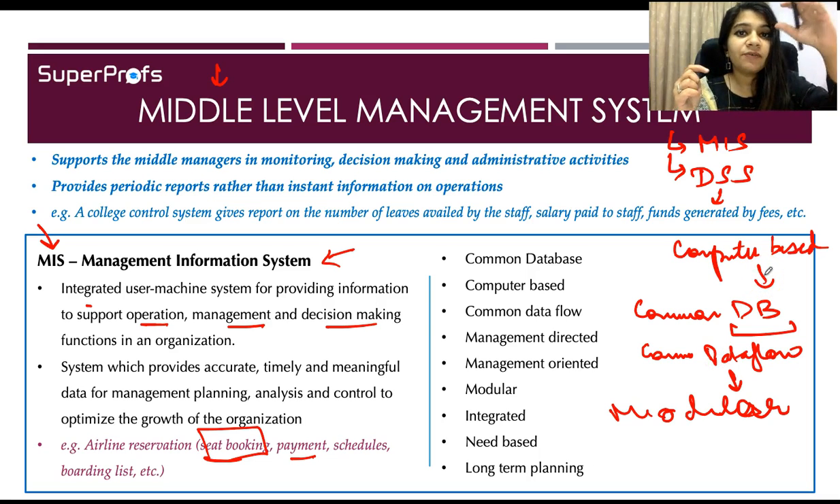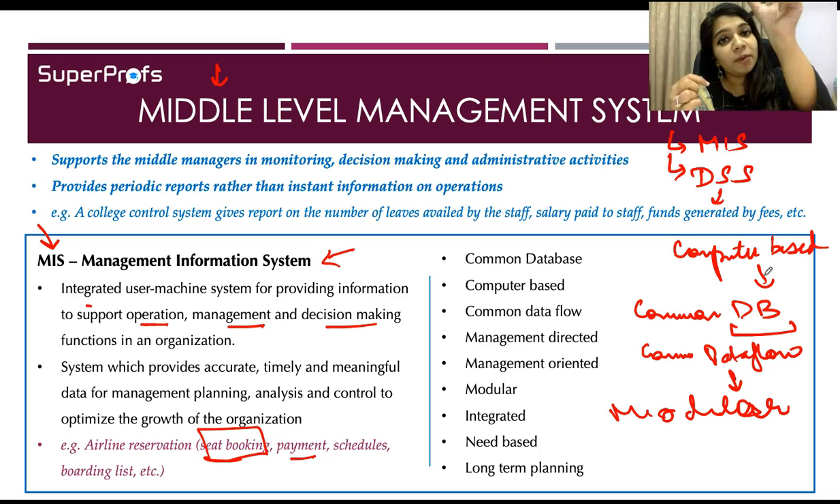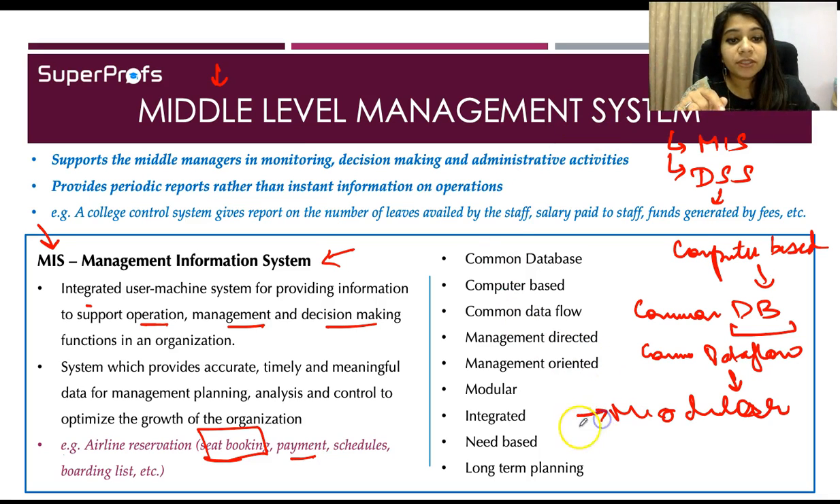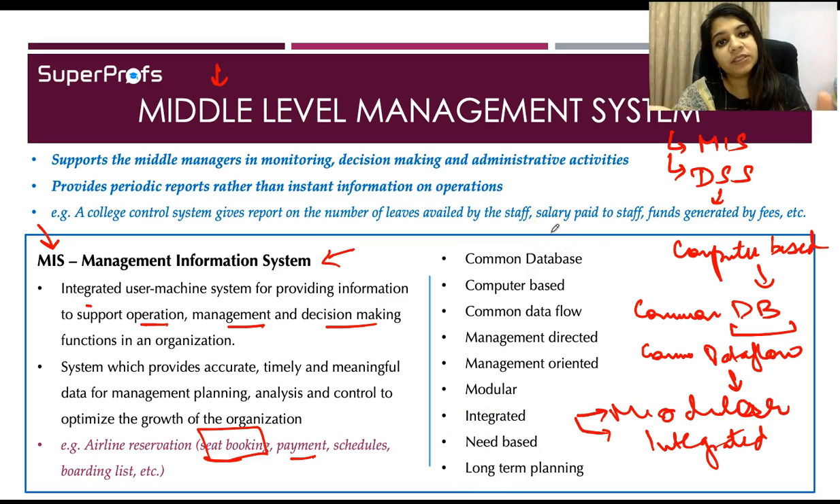Because otherwise data flow, if it is a common data flow, what if it is only a single module? Then there is no sense of common data flow or common database, right? So the common database and common data flow need to be in different modules, and therefore an MIS needs to be modular. And if there are different modules, then it needs to be integrated. Okay, and need based and long term planning are obvious things for an MIS.